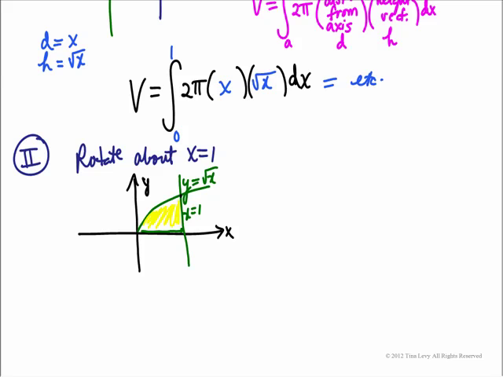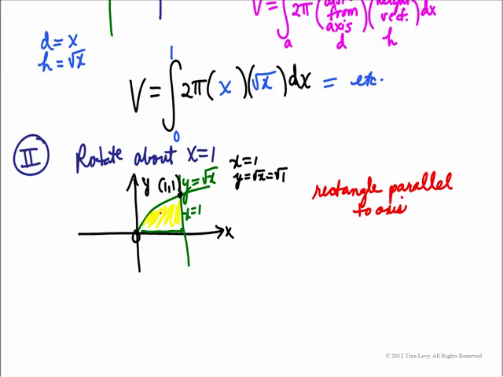For this problem, we didn't put it first, but it's quite easy to see that if x is 1, then y is square root of 1, so this ordered pair is 1, 1. The key is to now create a rectangle parallel to the axis of rotation. So my typical rectangle is parallel to the line x equals 1.